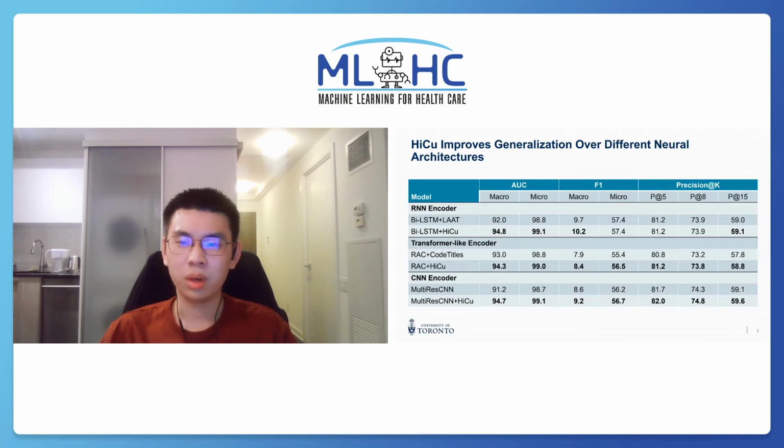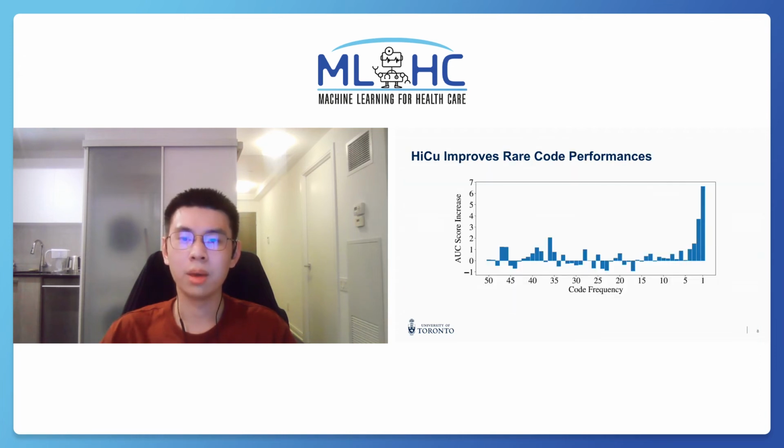By applying our method, we find that HiCu improves ICD coding performance over different encoder neural architectures. We observe consistent performance improvement for different metrics such as the AUC, F1, and precision at K after applying HiCu. We also observe that HiCu's improvements are most visible among rare codes.